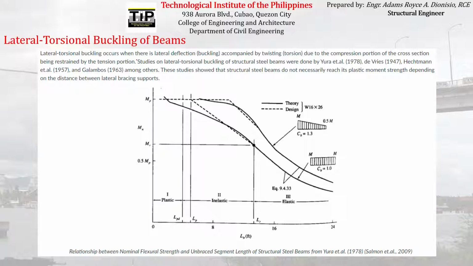Lateral torsional buckling occurs when there is lateral deflection or buckling accompanied by twisting or torsion due to the compression portion of the cross-section being restrained by the tension portion. Studies on the lateral torsional buckling of structural steel beams were done by Ure et al., De Vries, and Hetzman et al., and Galambos, among others.